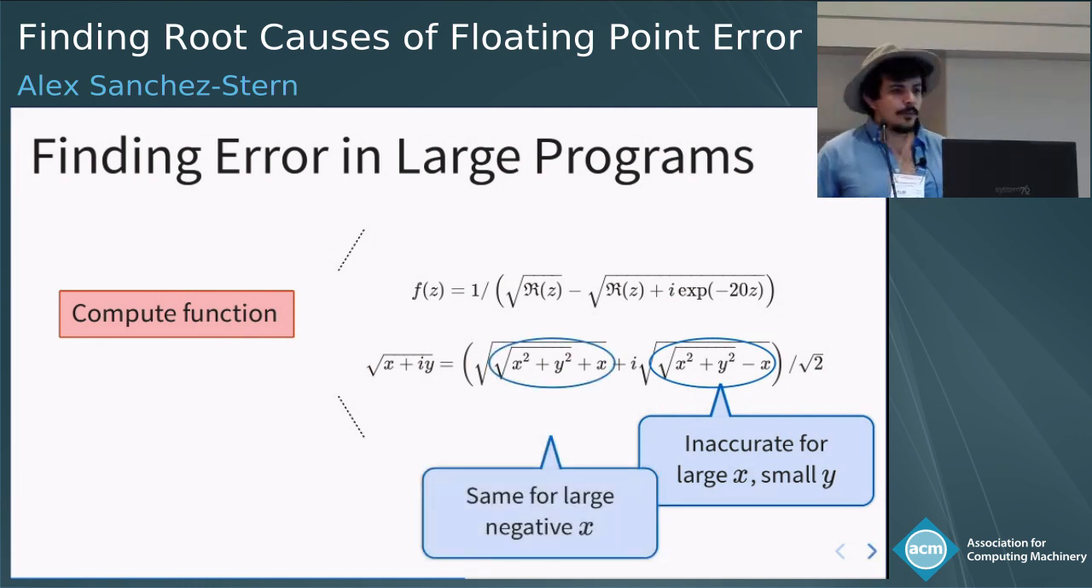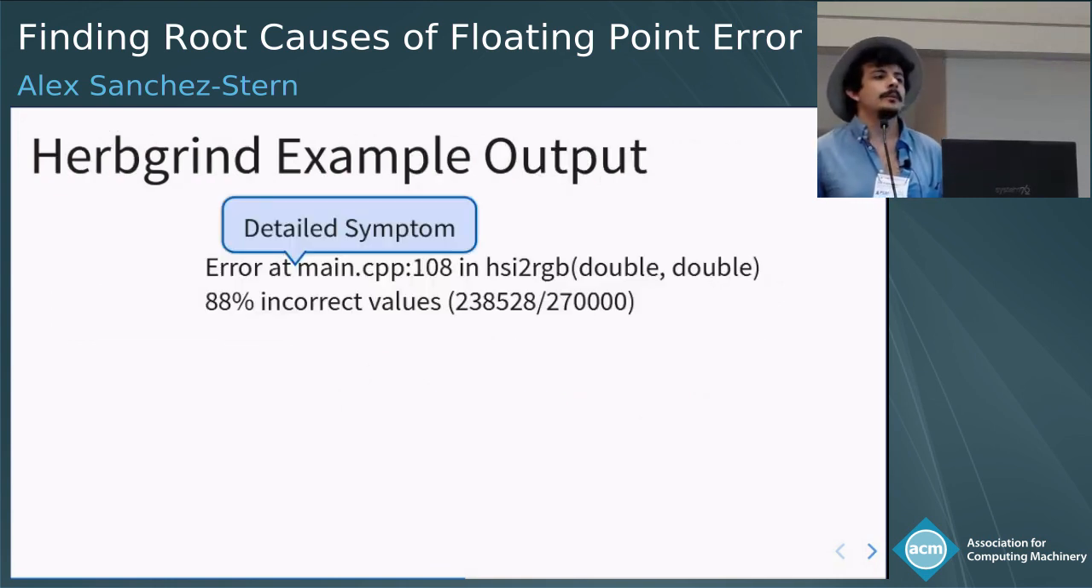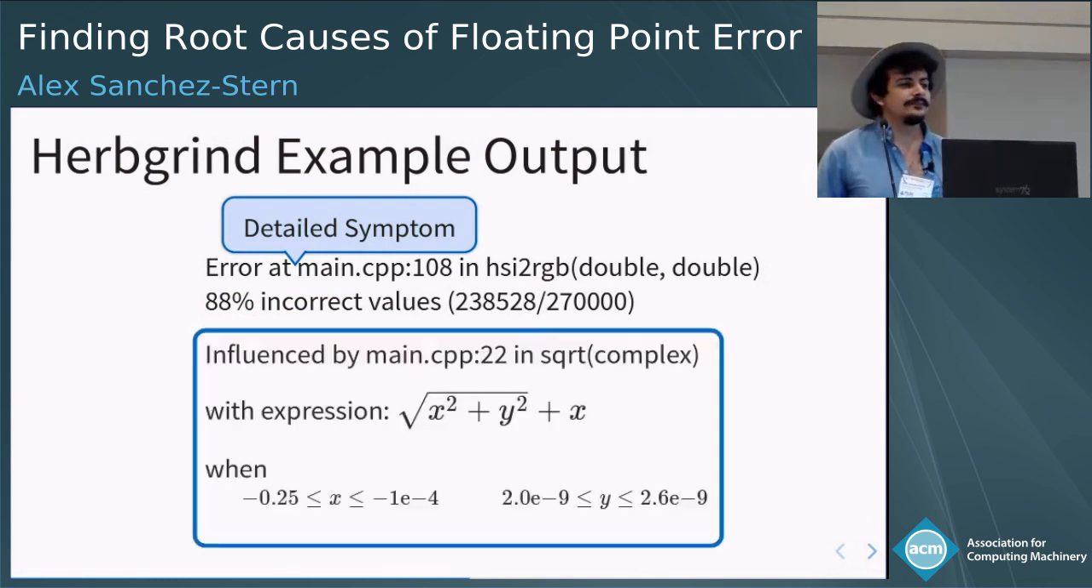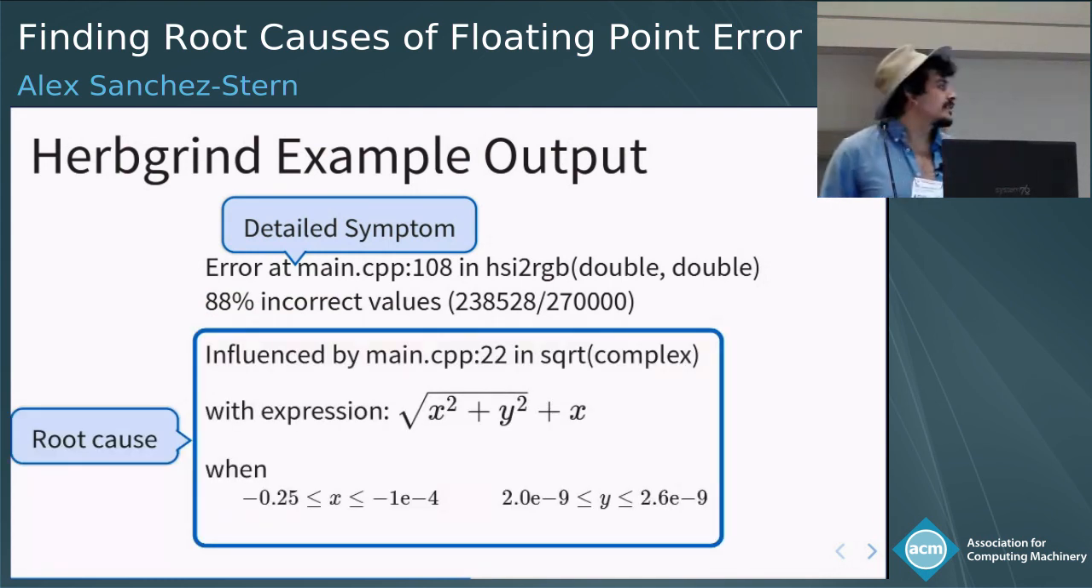So the tool we built, HerbGrind, is a root cause analysis tool. So let's see what happens when we run it on this complex plotter. We'll get the detailed symptom like before, but we'll also get the root cause information, which is the information that you would need to fix this floating point error. Here we'll see that we have the complex square root routine, which is just called square root complex here, and that expression that we showed on the left is the culprit.